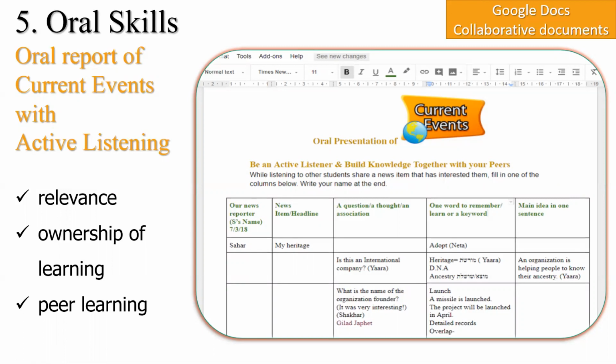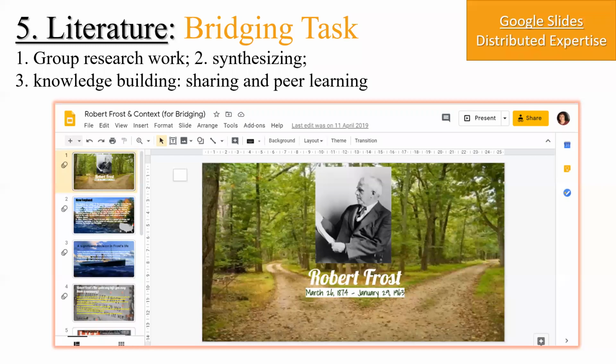activity for active learning. I created these tables, and then they had to write their name and pick and write a question that they would like to ask the student that is presenting the piece of news. One word to remember. Pick one word from all that you've heard that you want to remember, that you want to learn, and one main idea. Okay, so I see that there's something in the chat, but there can be a column in your table for the year for links.